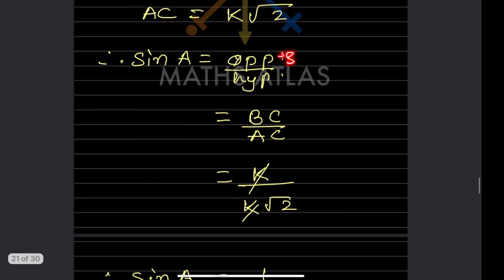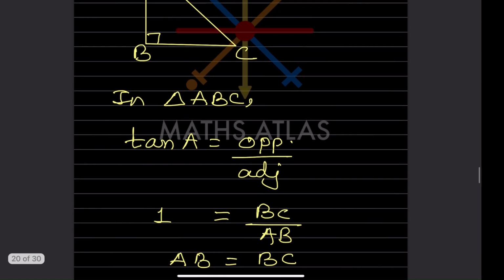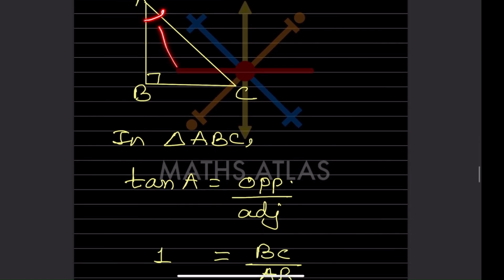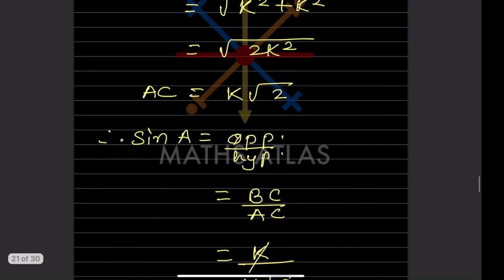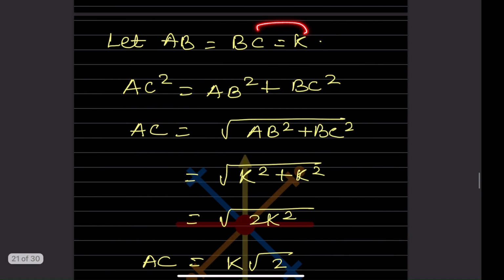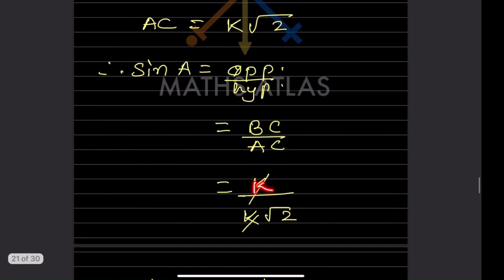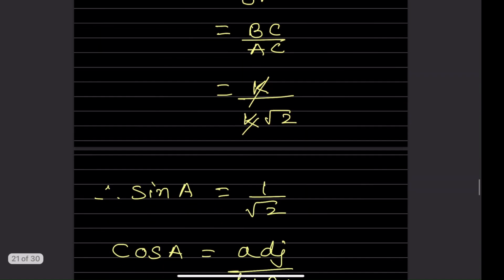So now you know this is opposite side by hypotenuse. So what is the opposite side over here? That is BC, because this is A, so this was opposite side BC by the hypotenuse. So BC by AC. So now what did we get BC over here? BC is K. So let us write this K over here, and we got AC as K root 2. So we'll write a K root 2. So this K and K gets cancelled and just root 2 remains, and nothing over here means that is 1. So the value of sine A is 1 by root 2.